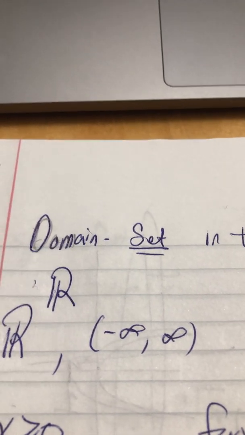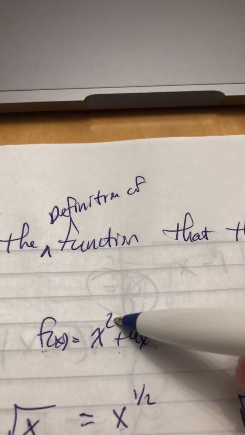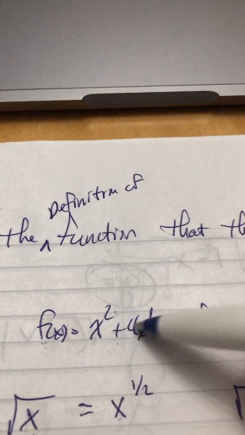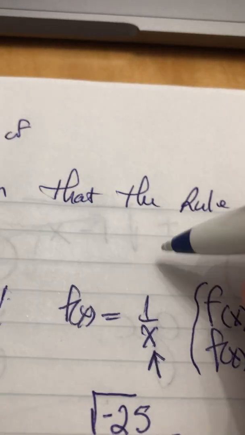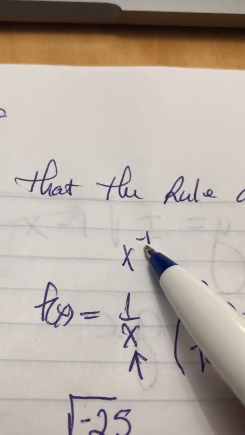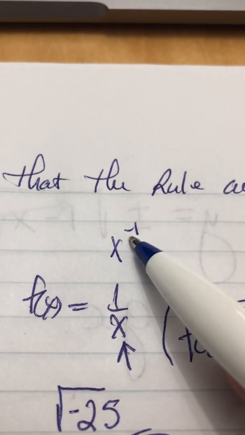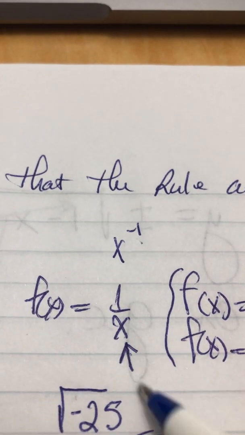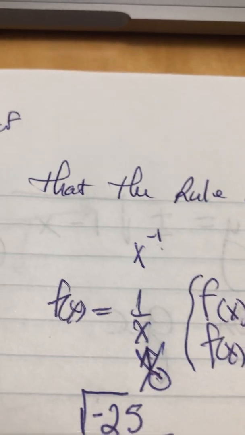And functions that have that as a domain have whole numbers as their exponents. So you have x squared plus 4x to the first. Something like this would be x to the negative 1, and that isn't allowed. So the negative 1 puts the x into the denominator, so it reads 1 over x. And we can't have a 0 in there because we don't know how to divide by 0.